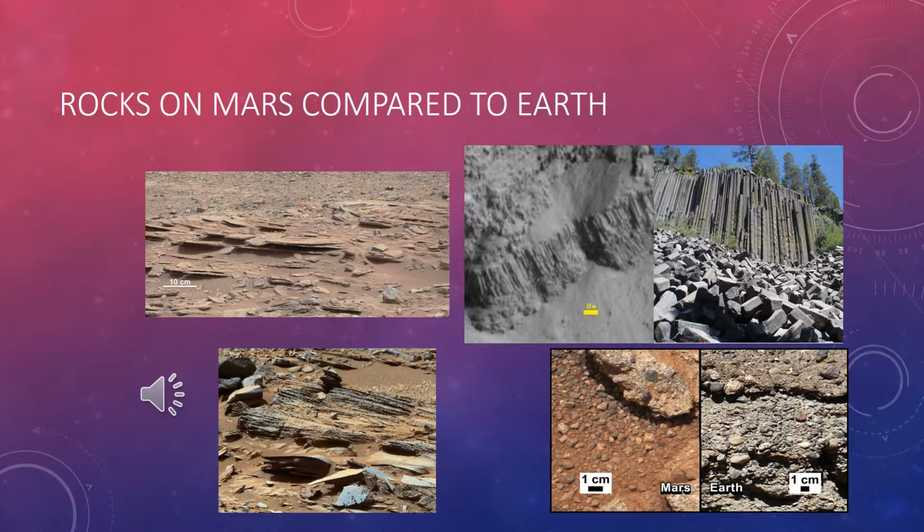The picture in the middle is of basalt for Mars compared to basalt from Earth. As you can see, they look very similar. Basalt is the most common rock. It is fine-grained and dark-colored. The picture on the bottom left is sandstone. It is a sedimentary rock and consists of many layers.